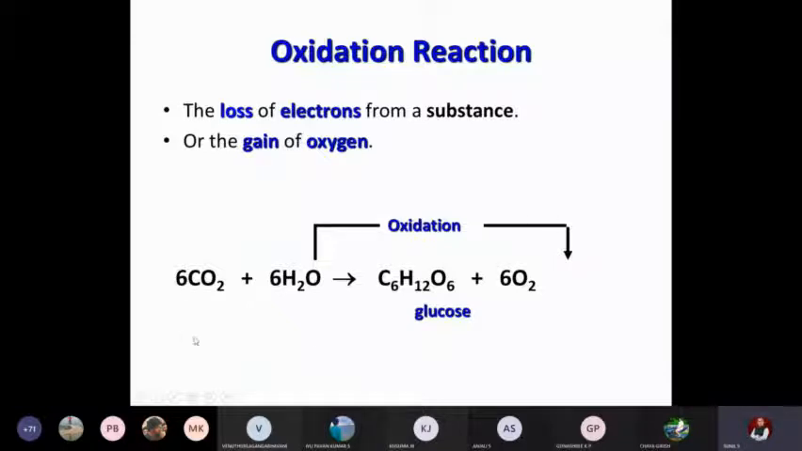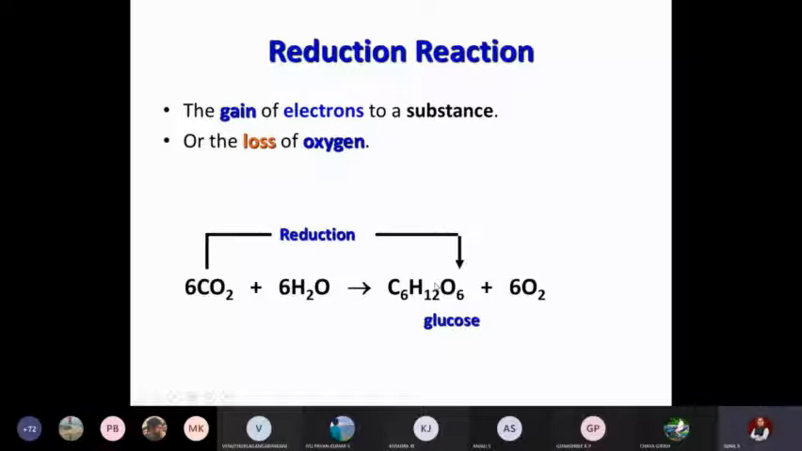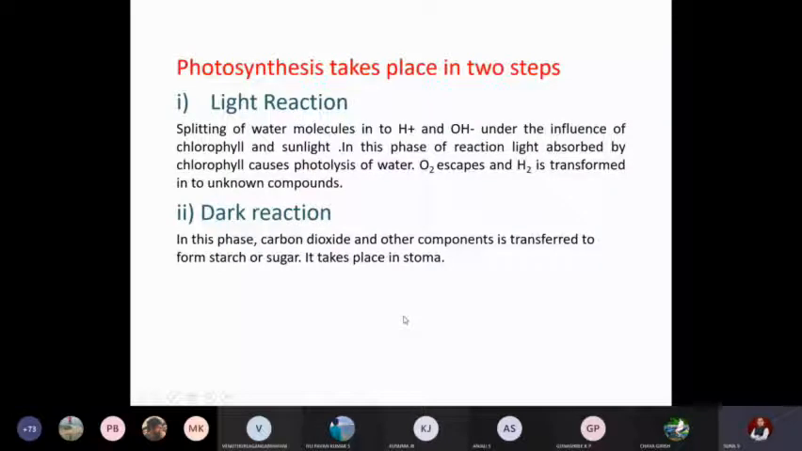So the first set of reactions is called oxidation. The second set of reactions is called reduction. Put together, we call it a redox reaction. Whatever oxidation has taken place, hydroxyl ion is produced. In the second step, it is absorbed to form the glucose. So in general, photosynthesis takes place in 2 steps.